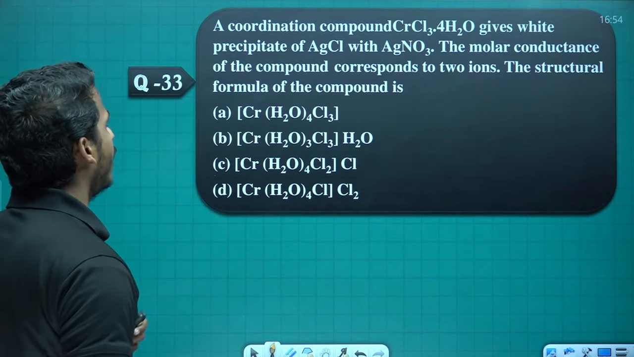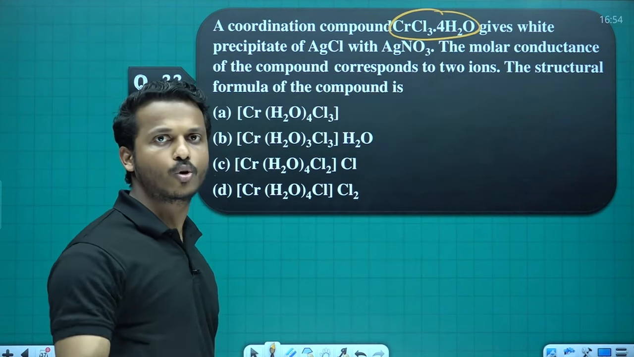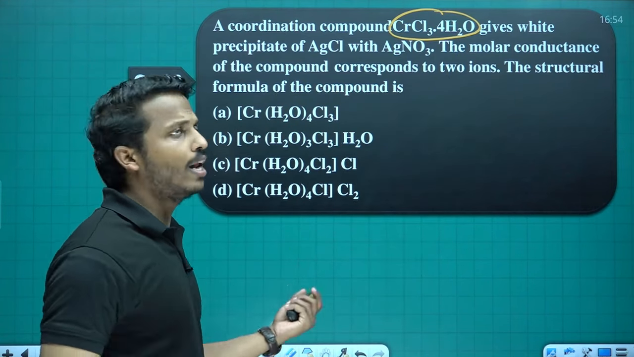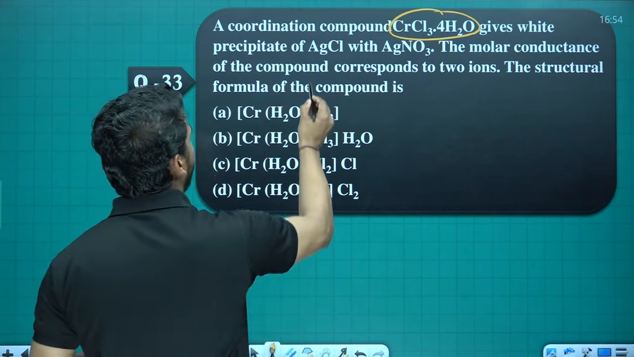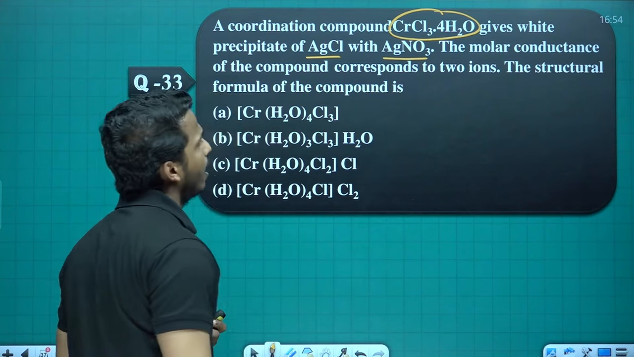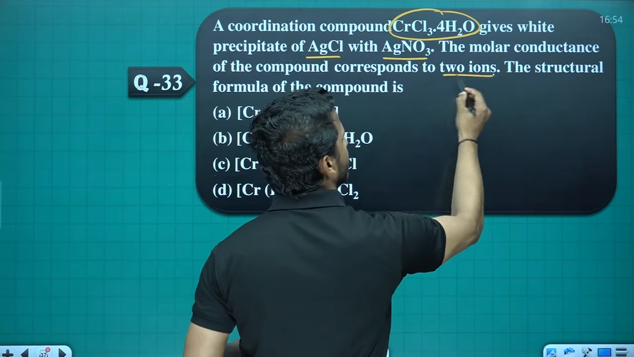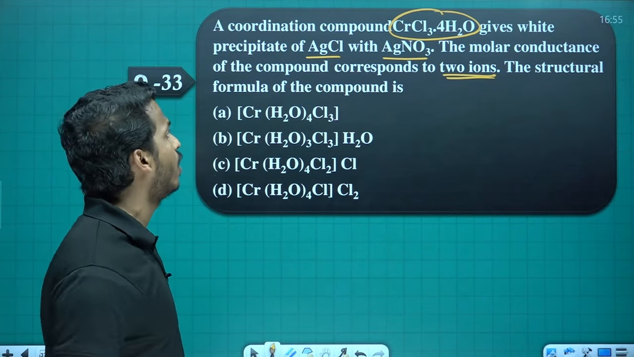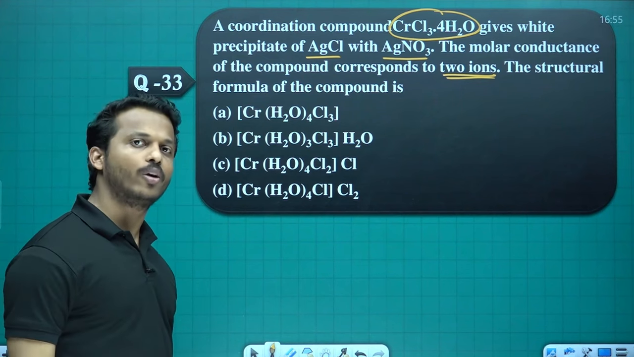Correct. A coordination compound having the formula CrCl3·4H2O. So chromium is the metal atom. Chlorine and aqua can be the ligands. It gives a white precipitate of AgCl with silver nitrate. The molar conductance of the compound corresponds to 2 ions. The complex is giving you 2 ions. And what is the complex? Very simple. Which is giving 2 ions here.